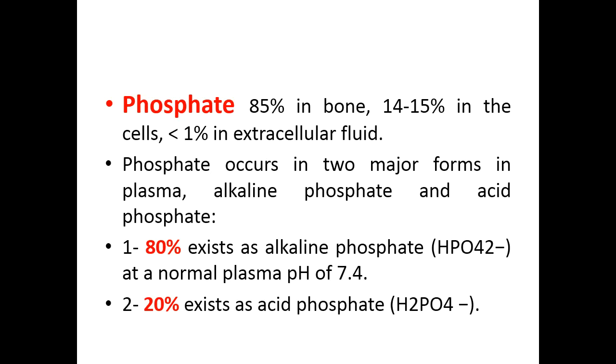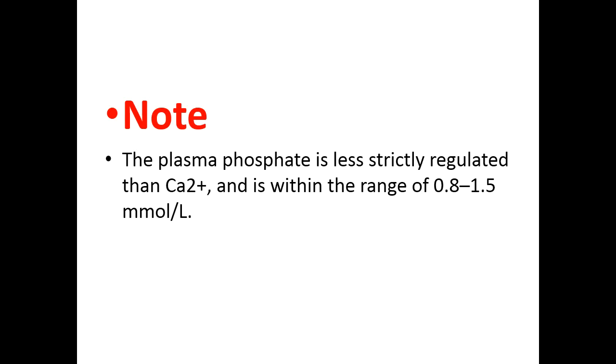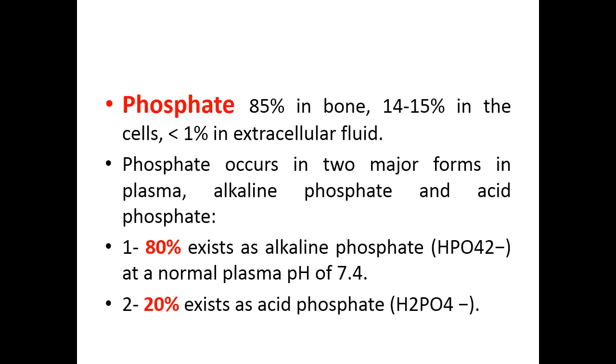Phosphate occurs in two major forms in the plasma, which are the alkaline phosphate and the acid phosphate. 80% of the phosphate is alkaline phosphate, while 20% exists as acid phosphate. Plasma phosphate is less strictly regulated than calcium and is within the range of 0.8 to 1.5 millimole per liter. Why? Because a very small amount of phosphate is present in the extracellular fluid, most of it is present in the bone and in the cells.